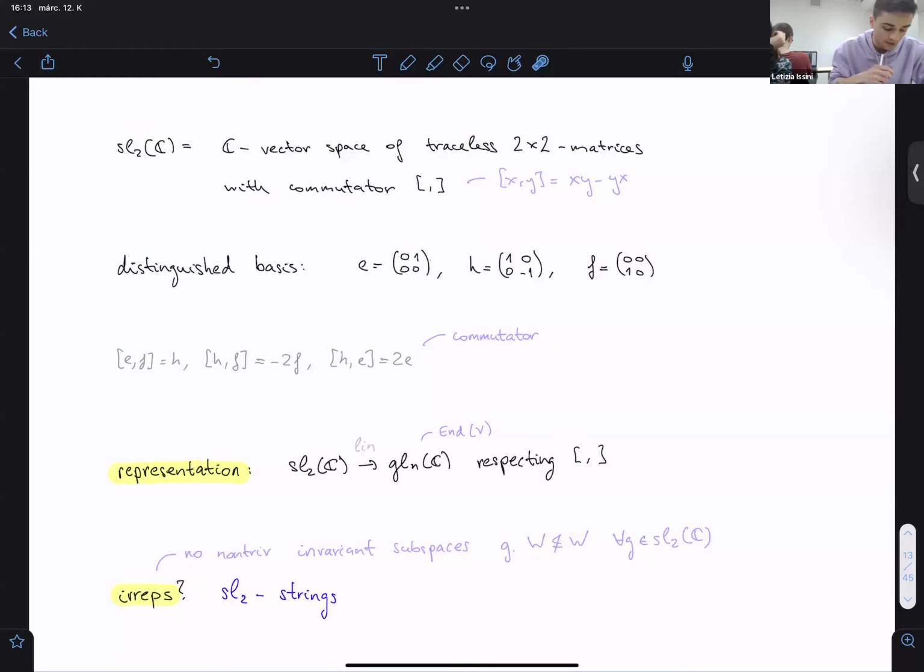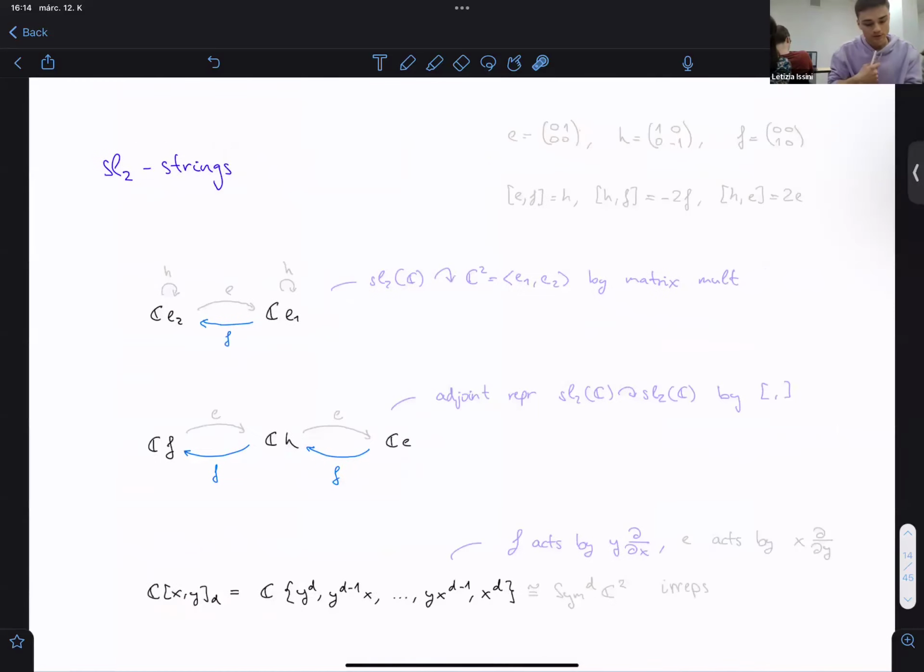And for our purposes, the main point of this is that we'll be looking at representations of SL2. So a representation of SL2C is just a linear map from SL2C to the vector space of endomorphisms of a fixed vector space V. And if we also fix a basis, it just means that to each element of SL2C, we assign an n by n matrix, and it could be the zero matrix. It's not necessarily invertible, such that this linear map respects the brackets. And irreducible representations are the ones that have no non-trivial invariant subspaces, and these will be exactly the SL2 strings from the previous picture.